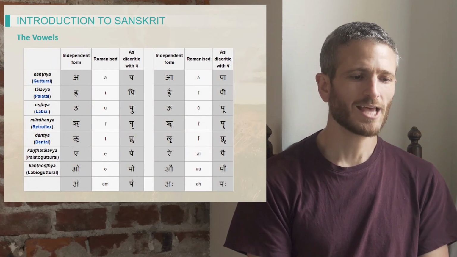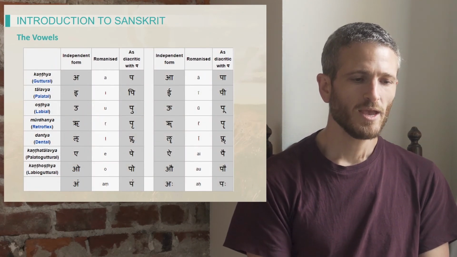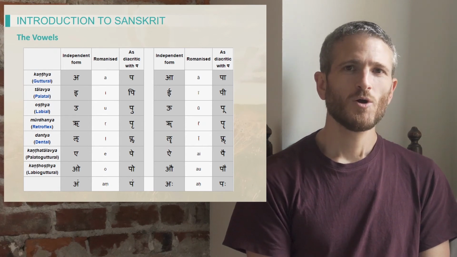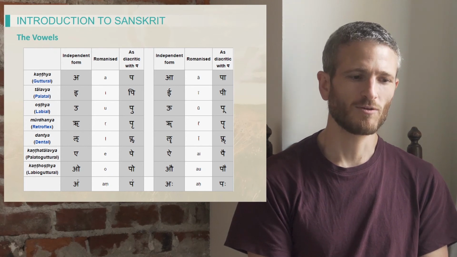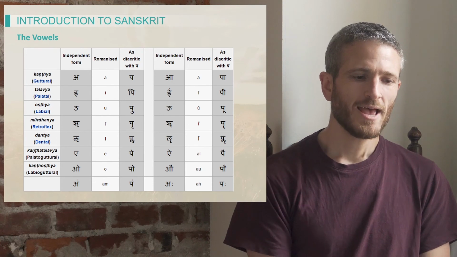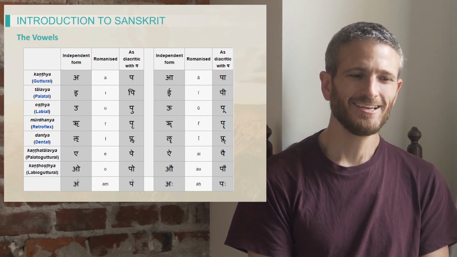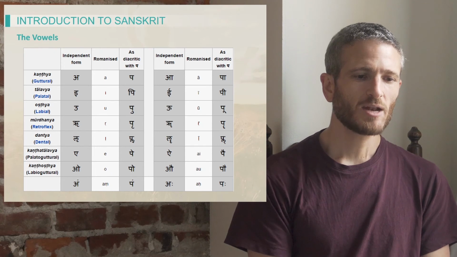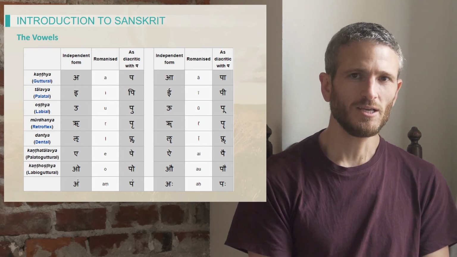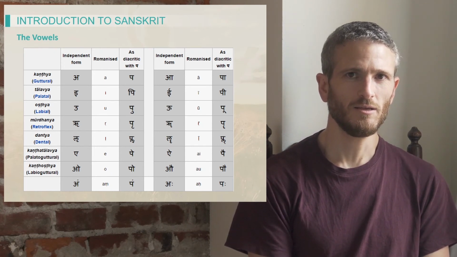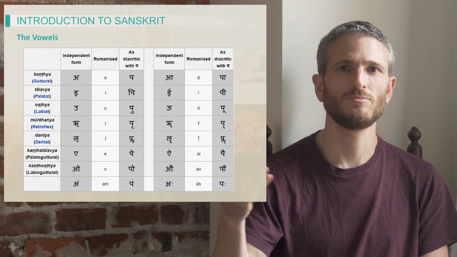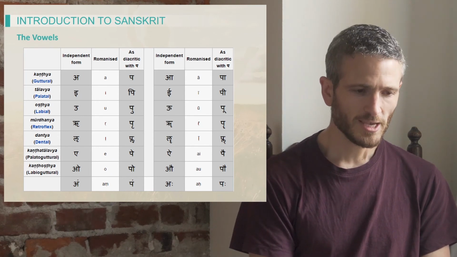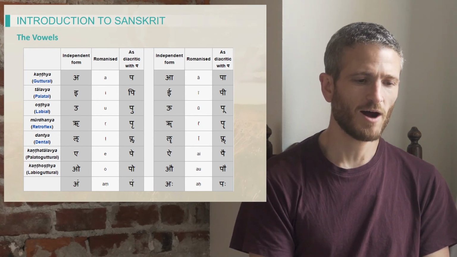We have the short vowels, a, i, u. We have the long vowels, where when we see any of these vowels with a line above them, it's going to be a long vowel, a, i, u. Then we have these diphthongs, ai, au. Then we have the special vowels, ri, ri, li. Okay? So these are the 16 vowels of Sanskrit.